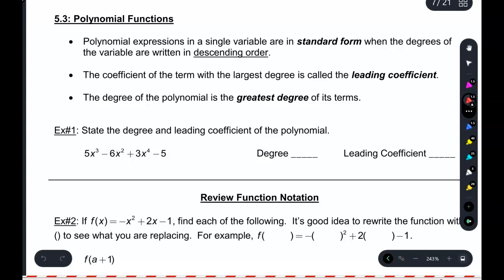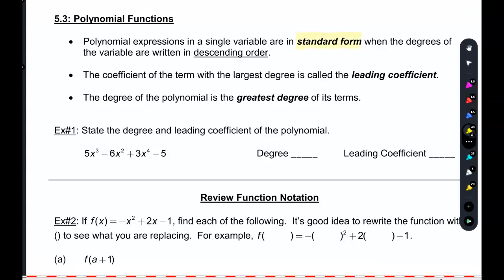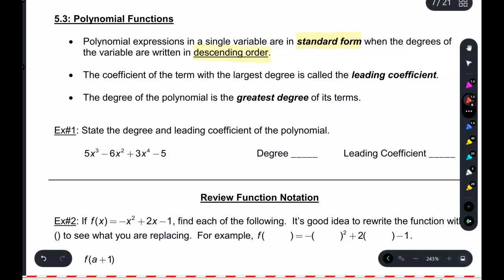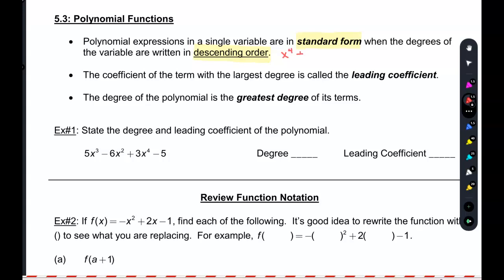Okay, so we already talked a little bit about polynomial functions, right? Polynomial, we have one or more terms. And when it's in standard form, we want them in descending order. What's descending mean? Biggest to smallest. So it would be like, let's say, x to the 4th plus 2x cubed minus x plus 1, right? The degrees go from biggest to smallest, okay?